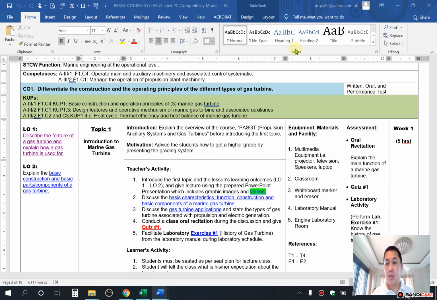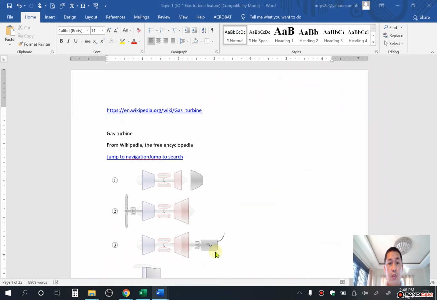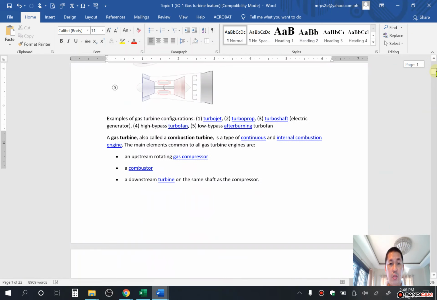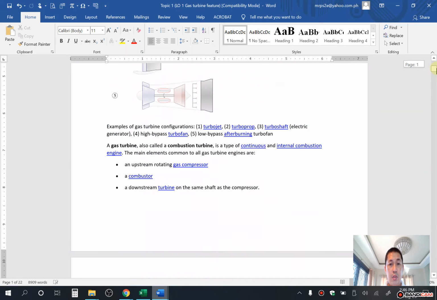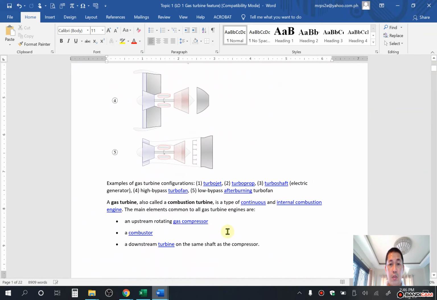So today we will discuss the topic Introduction to Marine Gas Turbine. We have here learning outcome number 1: describe the features of gas turbine and explain what the gas turbine is used for. According to their configuration, gas turbine is used for turbojet engine, turboprop engine, turboshaft engine, and turbofan engine.